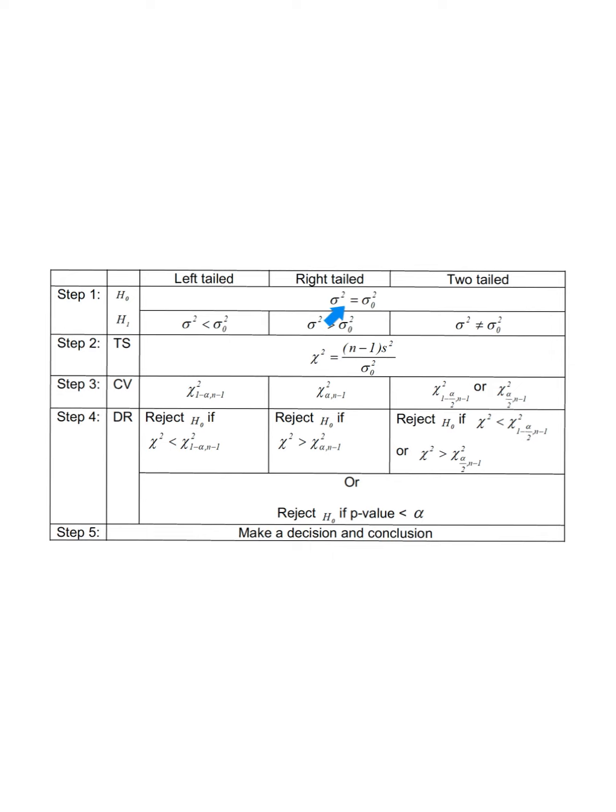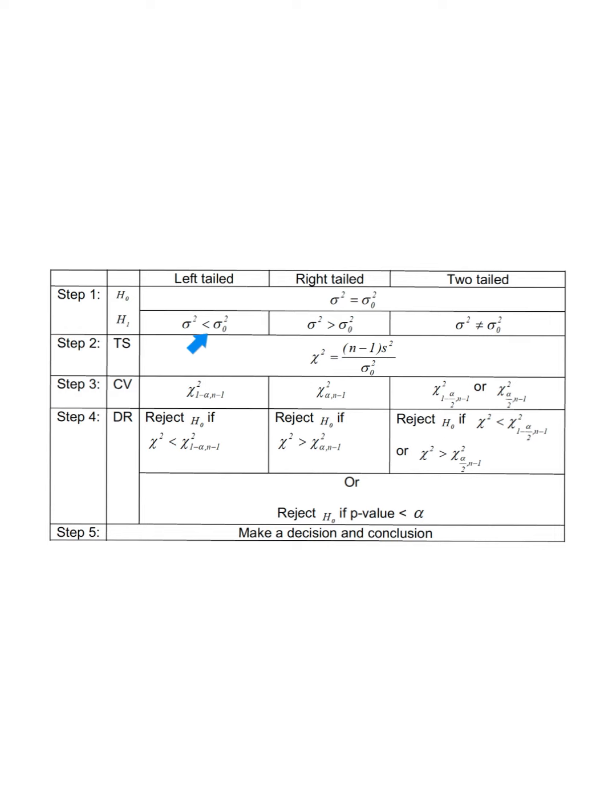about the variance. So the null hypothesis is sigma squared equals sigma naught squared. We will replace this with the value given in the question. What is the value that we want to test? And then for the alternative hypothesis, for the left tail, sigma squared less than sigma naught squared.